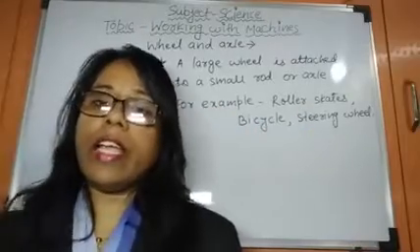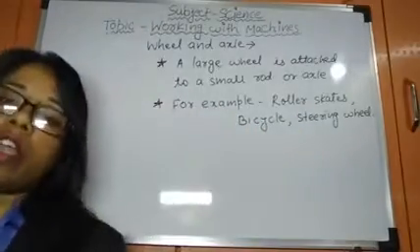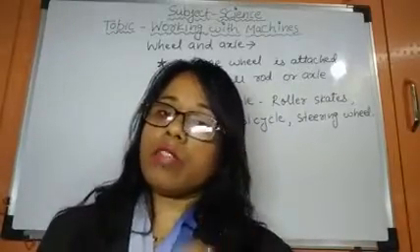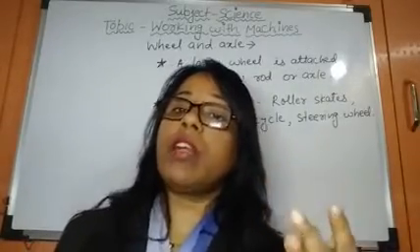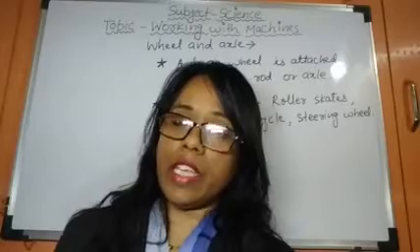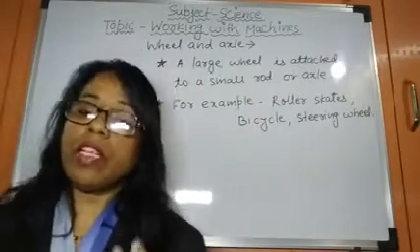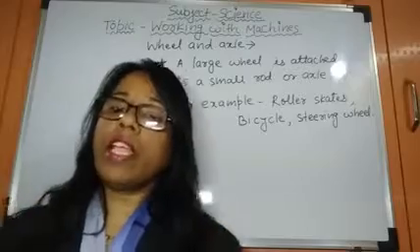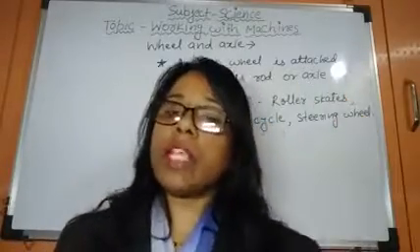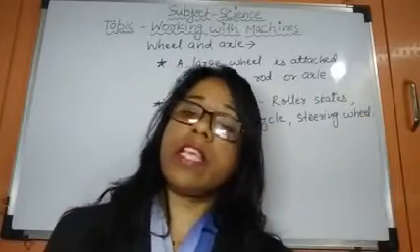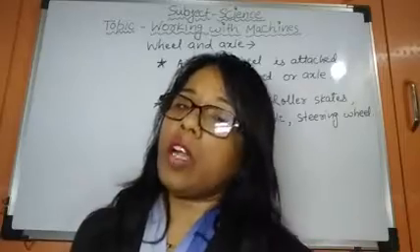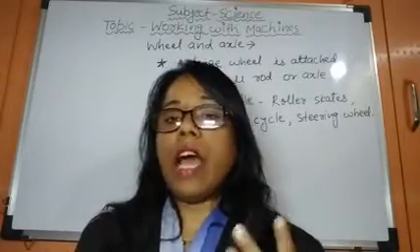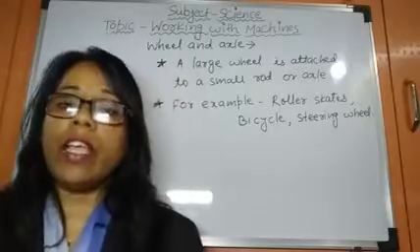This wheel and axle is called a simple machine because it looks very simple, but it makes our life very easy. We can work very easily. We can go from one place to another place that is very distant with the help of a car or a bike. So wheel and axle are very, very important things.